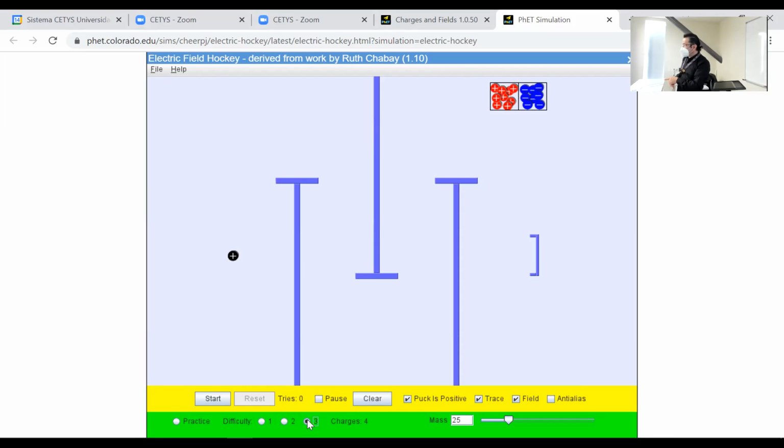The puck is positive. Somebody else asked me a question in the WhatsApp. There's a value of the mass here on the bottom. Leave it as it is. Don't modify the mass. Don't modify that value. Leave the default. Okay. Leave the default.